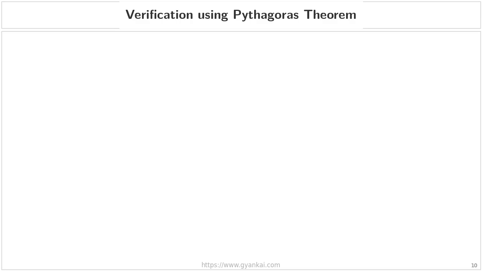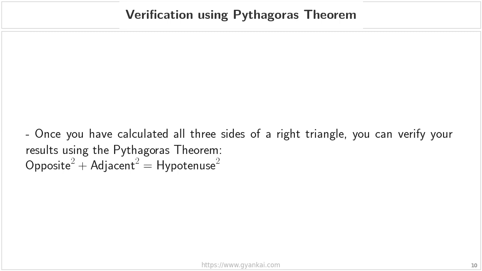Now, before we move on to some common pitfalls to watch out for, I want to show you a very important way to check your work. Once you have calculated all 3 sides of a right triangle, you don't have to just take your word for it. You can actually verify your results using the Pythagoras Theorem. As a reminder, the theorem states that the opposite side squared plus the adjacent side squared equals the hypotenuse squared.